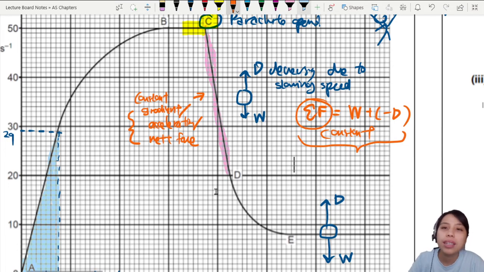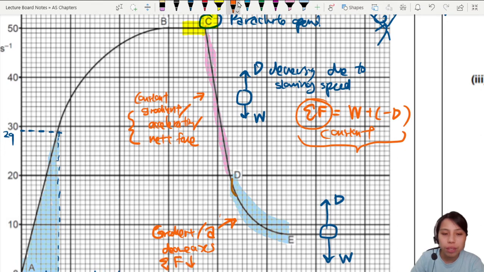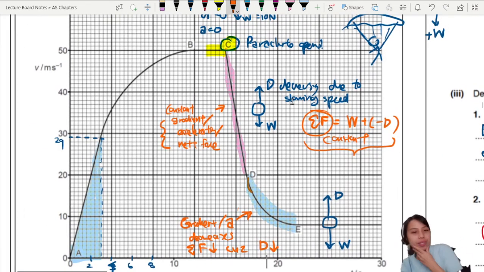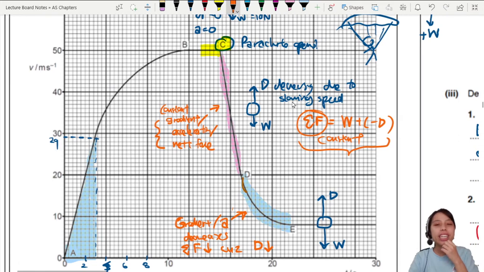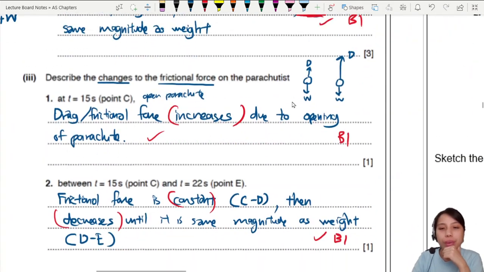So I'm going to highlight it in blue, I suppose. And here we say gradient, which is also acceleration, decreases, because net force decreases, because drag force decreases. All decreasing, all changing. Okay, go check out the previous video if you feel like you don't remember all these details. Take some notes. Alright, we are done with the explanation.